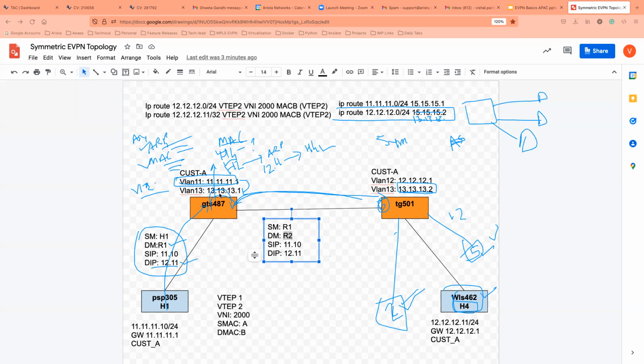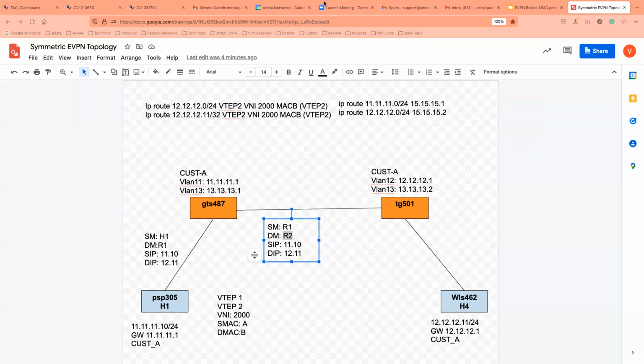Is this clear? Is it clear, or do you want me to repeat it again?